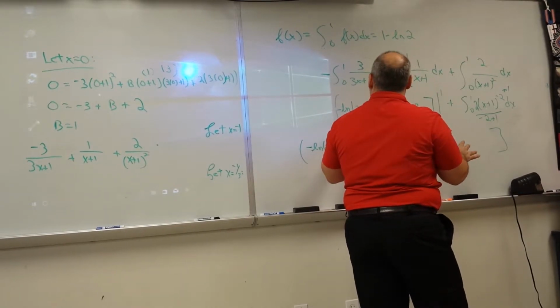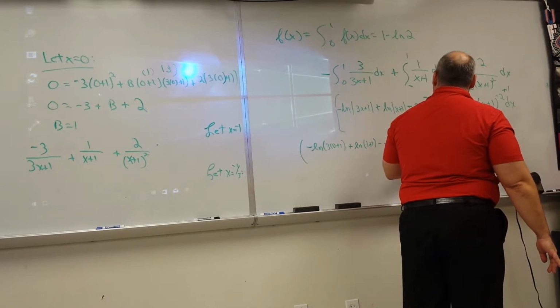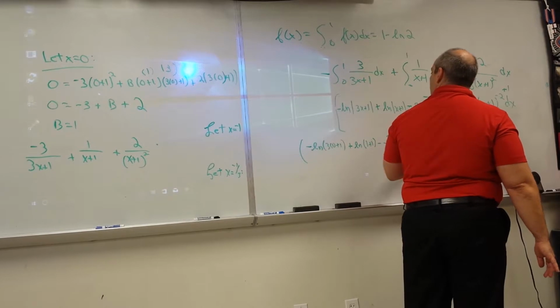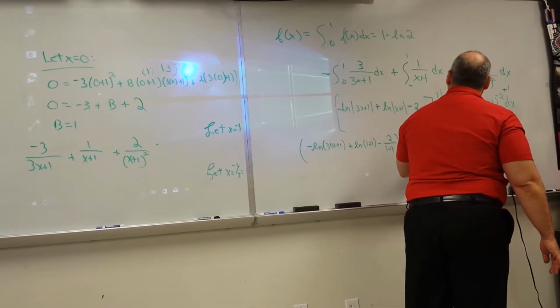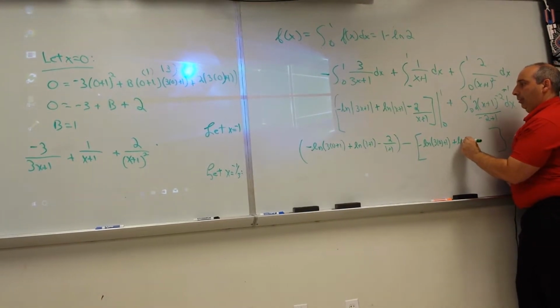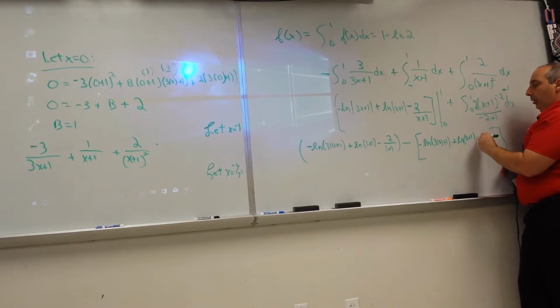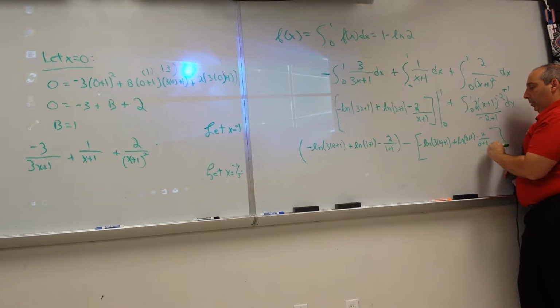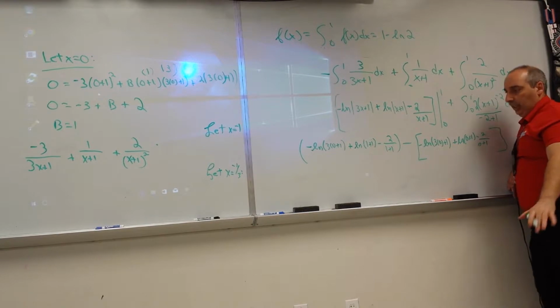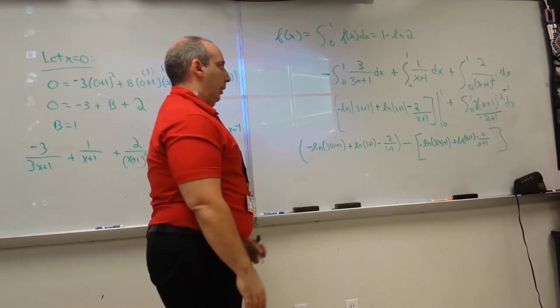Plug in the 0. So I'm going to put minus here again, is that okay? Minus ln of 3 times 0 plus 1, plus 1, close parentheses, plus natural log of 0 plus 1, minus 2 over 0 plus 1. Are we okay? Did I do it right? Yes. Everybody has a little caveat in how they do it. Okay?